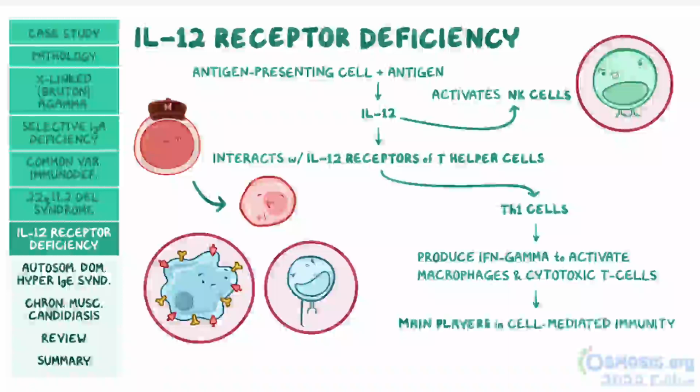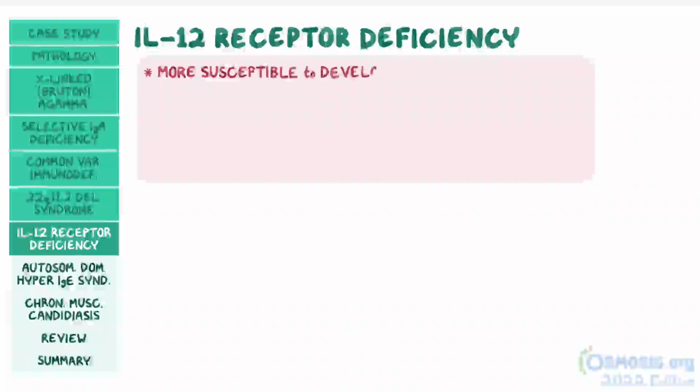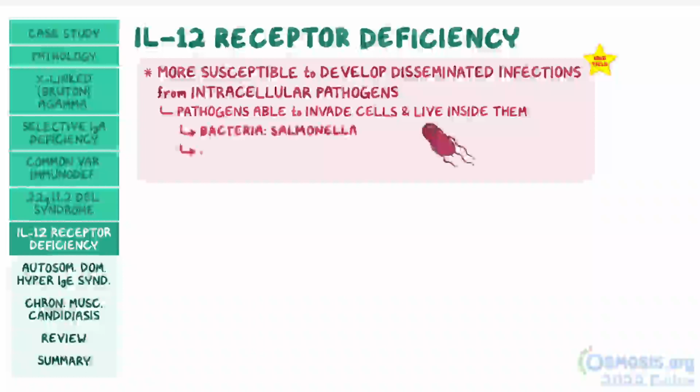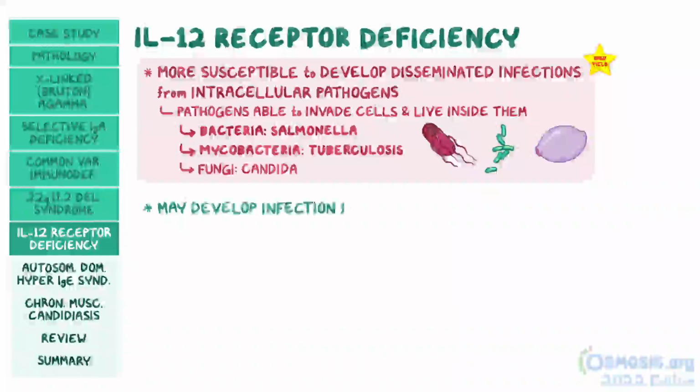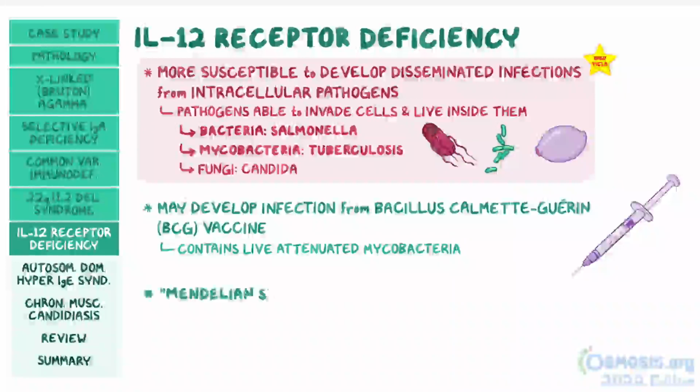Now, individuals with IL-12 receptor deficiency lack this cell-mediated immunity, which makes them more susceptible to develop disseminated infections from intracellular pathogens, meaning pathogens that are able to invade our cells and live inside them. Intracellular pathogens include bacteria, such as Salmonella or mycobacteria like tuberculosis, as well as some fungi like Candida. You should also know that these individuals may even develop an infection from getting the Bacillus Calmette-Guerin or BCG vaccine, as it contains live attenuated mycobacteria that these individuals can't fight. These findings are collectively called Mendelian susceptibility to mycobacterial disease, or MSMD for short.